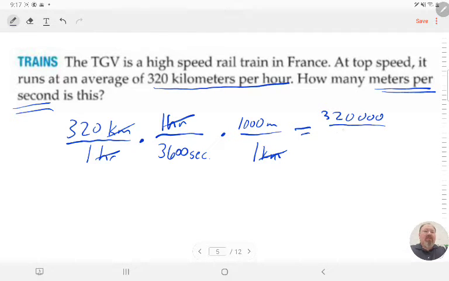320,000 over 3,600. And when you divide that out, you're going to get approximately 88.9. So I would say 88.9 meters per second. Okay? All right.